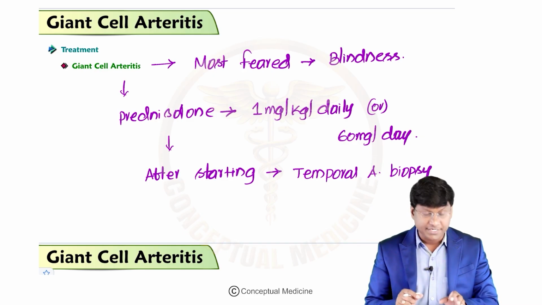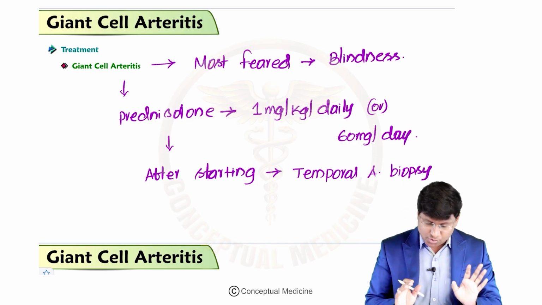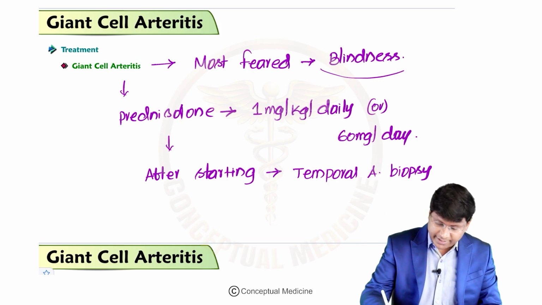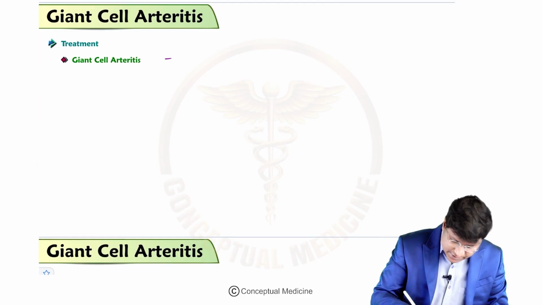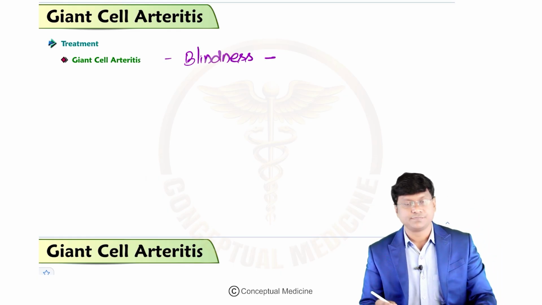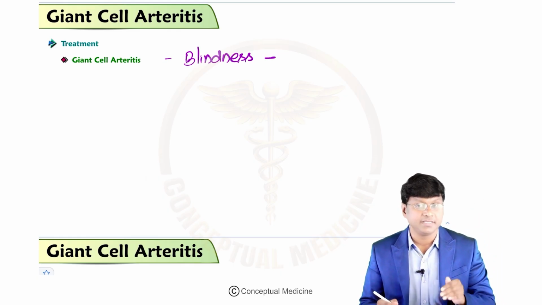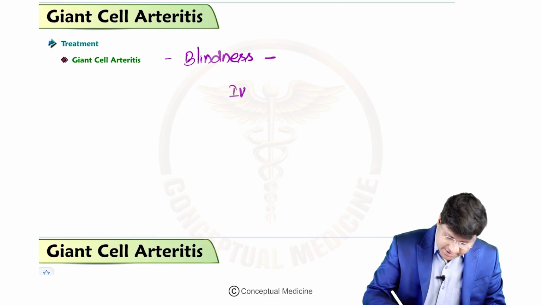And for patients, what are we very much worried about? We are very much worried about blindness. So, in individuals who have developed blindness, the drug that can be given is intravenous pulse methylprednisolone.